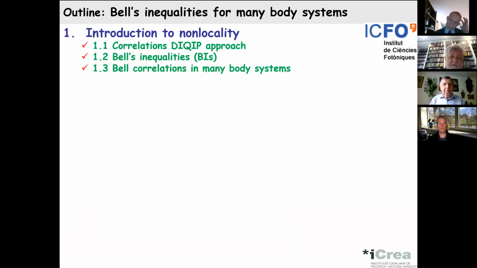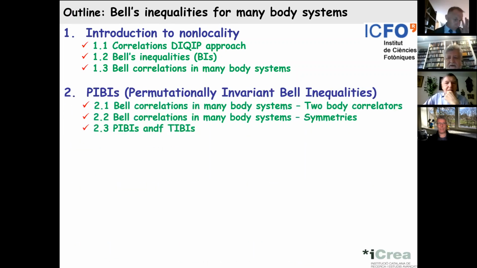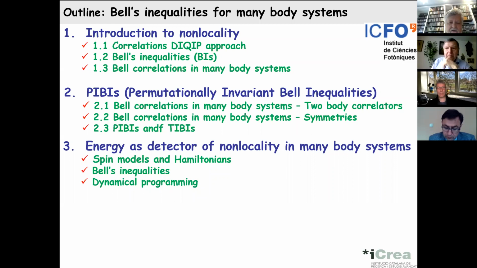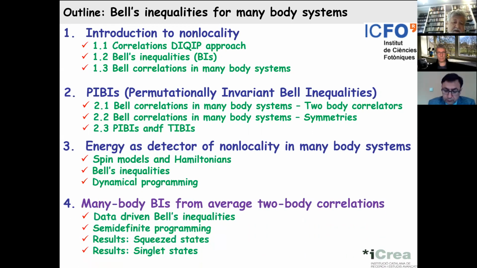So the outline is I will give you the introduction to Bell inequalities, even though probably all of you are experts, but I will do that anyway. I will then talk about the permutationally invariant Bell inequalities, which goes back to a 7-year-old project done at ICFO. Then, if I have time, I will talk about energy as detector of non-locality in many-body systems, where I will use dynamical programming. And finally, the main subject is the newest paper on many-body Bell inequalities, driven by, from average to body correlation, but driven by the experimental data.